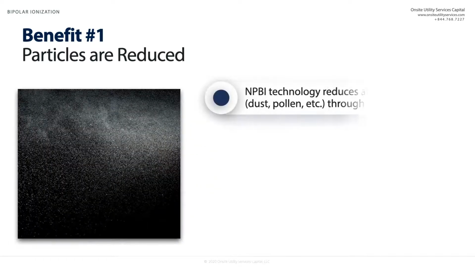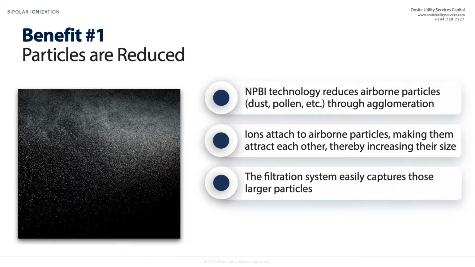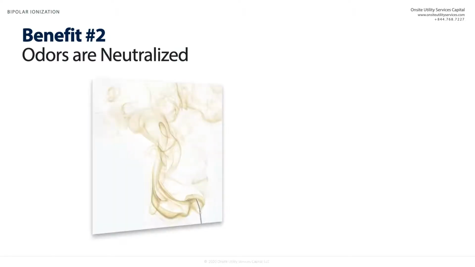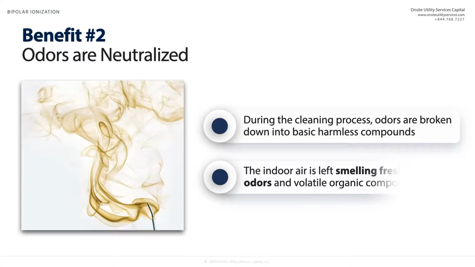And the benefits to your school are substantial. First, particles are reduced. NPBI technology reduces dust and pollen airborne particles through agglomeration. Ions attach to the airborne particles, which makes them attract each other, and that increases their size. Then, the filtration system can more easily capture those larger particles, greatly improving the system capture efficiency of your entire HVAC system. Next, odors are eliminated. During the air cleaning process, ions help break down the odor particles into basic and less harmful compounds. The result is your indoor air is left smelling fresh and free of any odors or volatile organic compounds that can cause irritations.